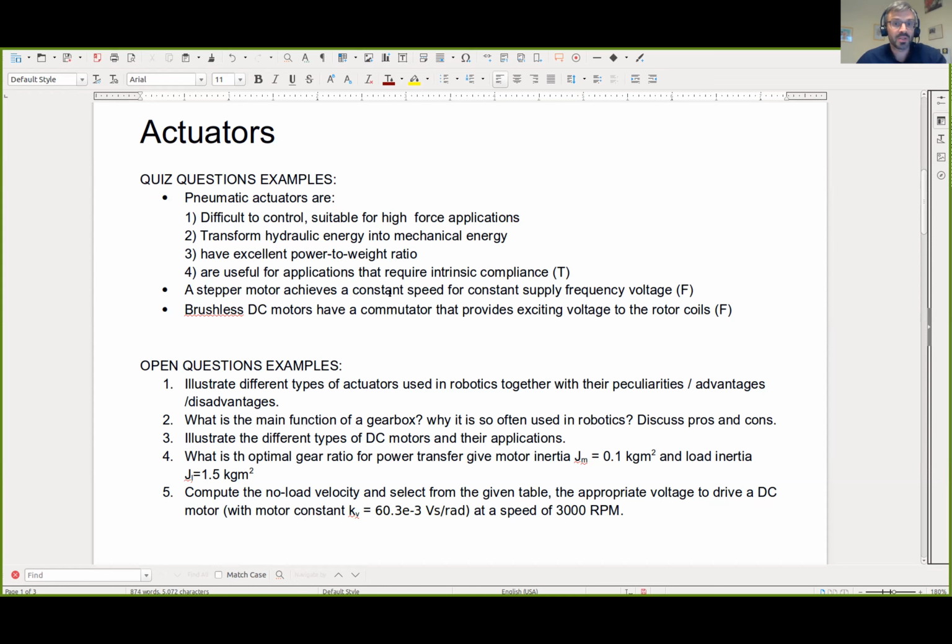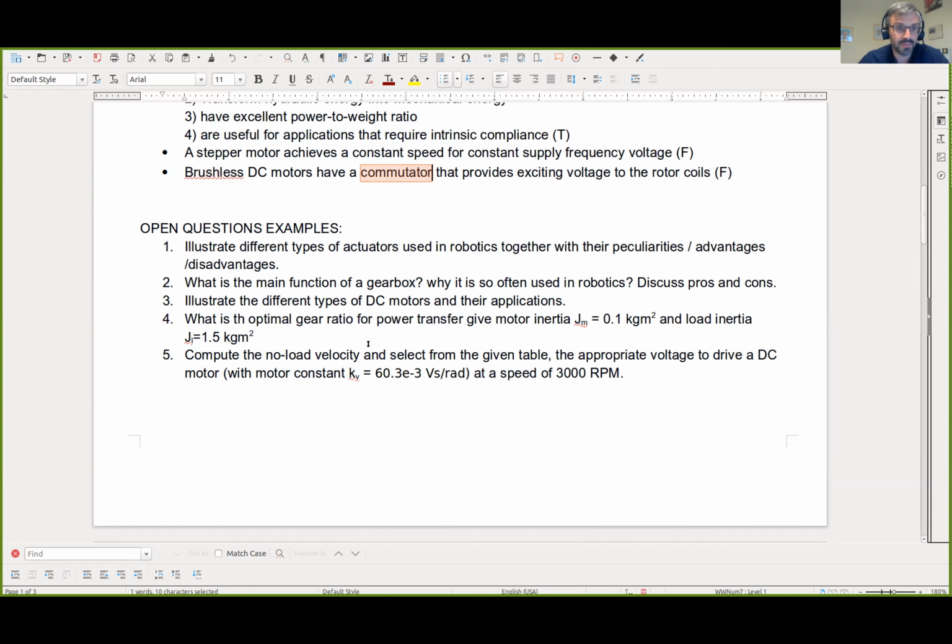Stepper motors achieve a constant speed for a constant supply frequency voltage. This is false because this is not for a stepper motor; it is an AC motor, a synchronous motor. And again, you need to pay attention. Brushless DC motors have a commutator that provides exciting voltage to the rotor coils. This is brushed DC motors, not brushless. Actually, the absence of brushes in brushless DC motors removes the need for a commutator.